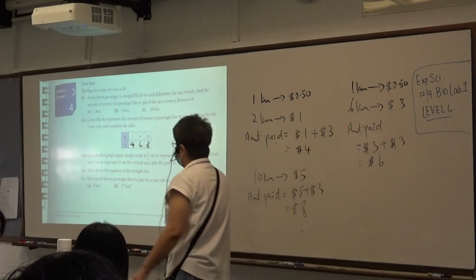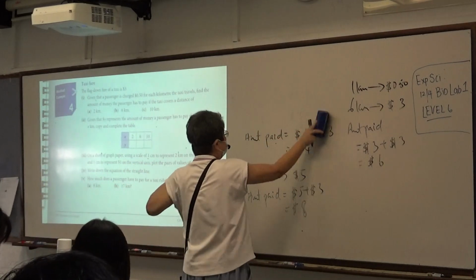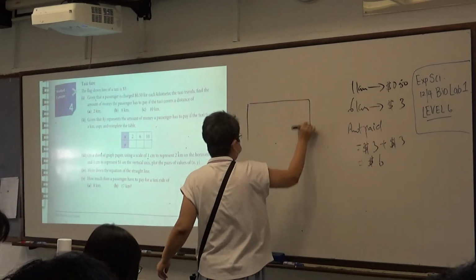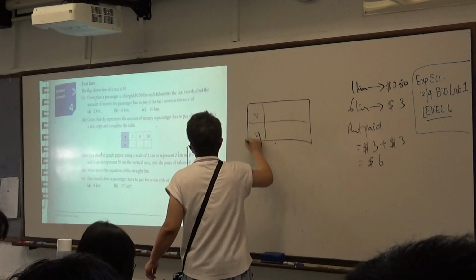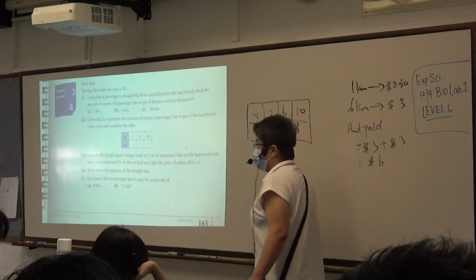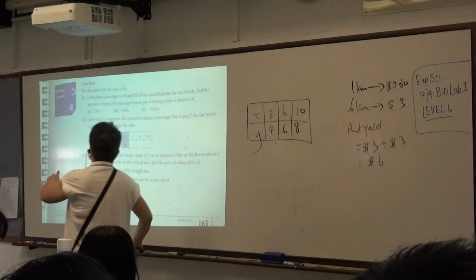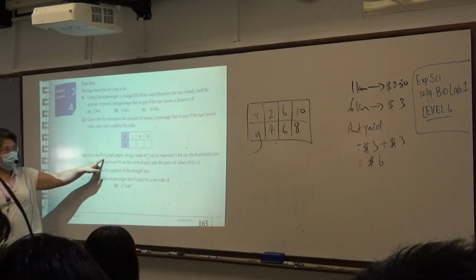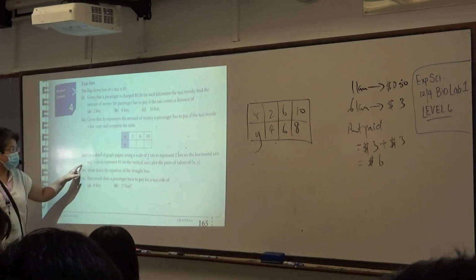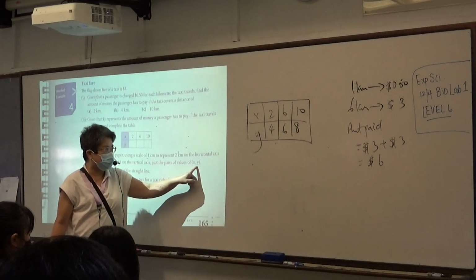Yes, okay, good. Now, I'm not going to leave it there because I need to flip the textbook to the other page. Okay, I'm going to write down the table here. X, Y, 2, 6, 10. So it's 4, 6, and 8, right? Just now we figured out already. I'm going to go on this side because I'm going to refer to the graph. Okay, then the question says, on a sheet of graph paper, using 1 cm to represent 2 km on the horizontal axis and 1 cm to represent $1 on the vertical axis, plot the pairs of values of X, Y.